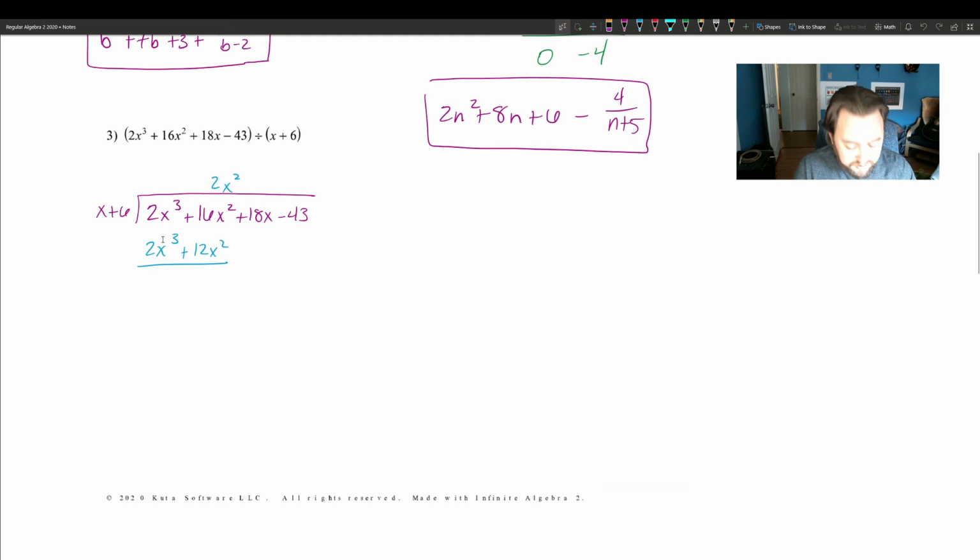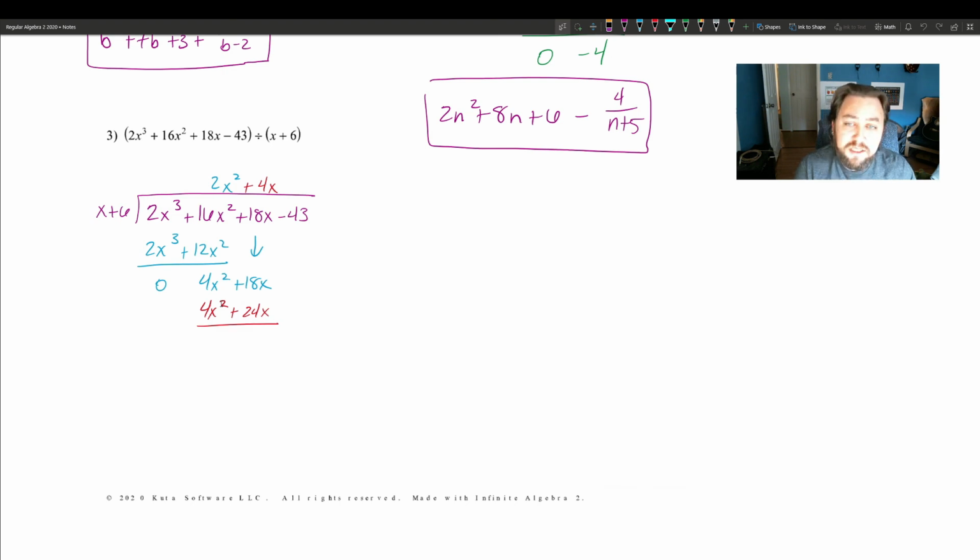Let me go ahead and subtract here. We get a 0. 16 minus 12, that's 12, 13, 14, 15, 16. So we're going to get 4x squared. We're also going to drop down the next term, which is plus 18x. Now I want this x to become a 4x squared. So we're going to do plus 4x. 4x times x is 4x squared. 4x times 6, 6 times 4 is 24.